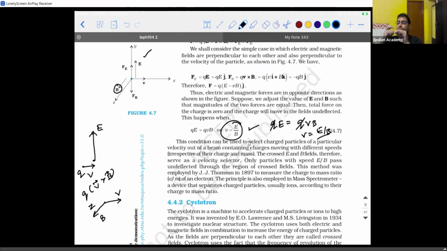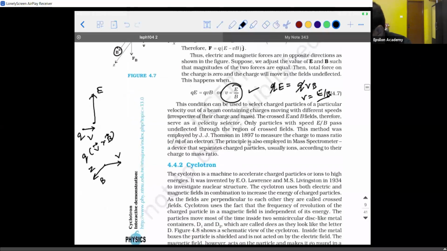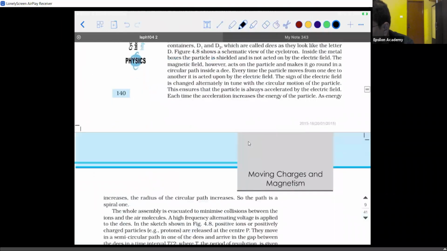Okay, this is what Thomson used to measure the charge by mass ratio of an electron. So this is what we call a velocity selector. The next concept is the cyclotron.